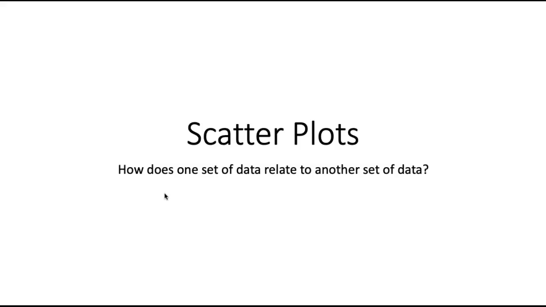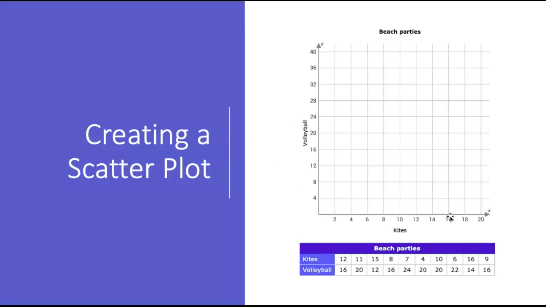Welcome to scatter plots. So what is a scatter plot? Well, it's a bunch of points on a graph that shows the relationship of one set of data to another. And you're like, one set of data to another? Well, yeah. Remember, we have X and we have Y. So a scatter plot is just connecting. Here, it looks like some beach parties. We're connecting the kites and the volleyball.